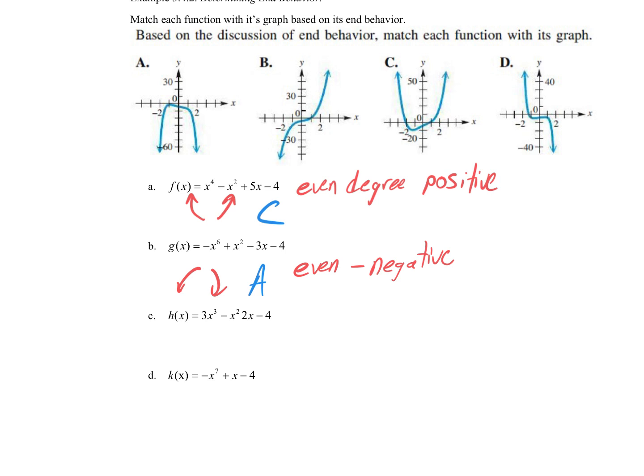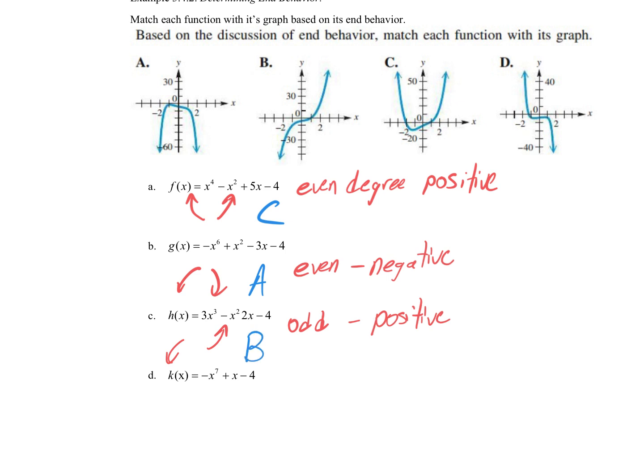Okay. And let's try out graph C. So function C is an odd exponent this time, odd degree. And it is going to be a positive. And so the two sides are going to be going in opposite directions, down first and then up on the other side. Okay, and if we look, that's going to be graph B.